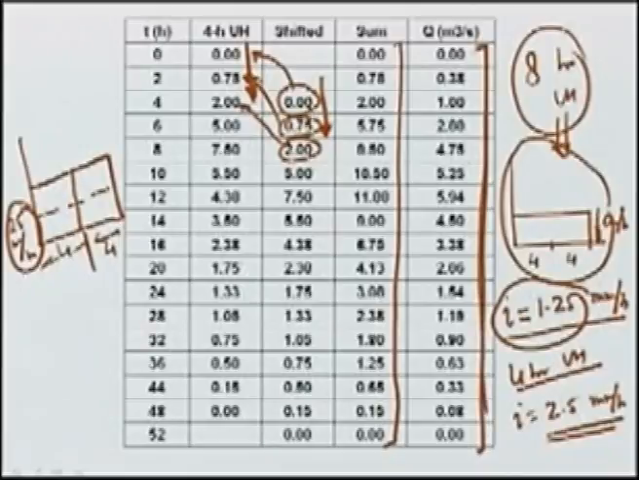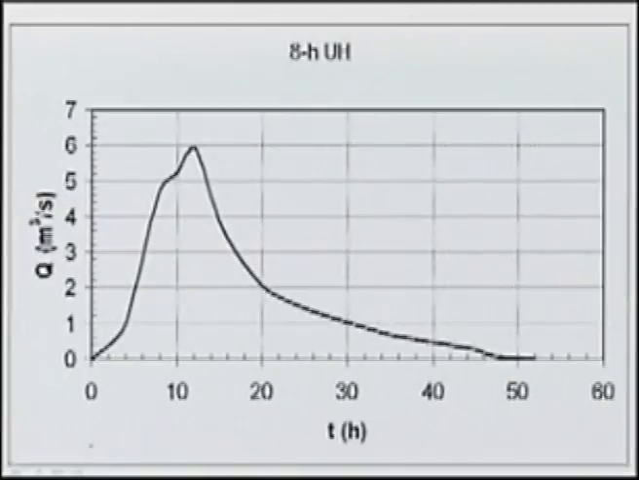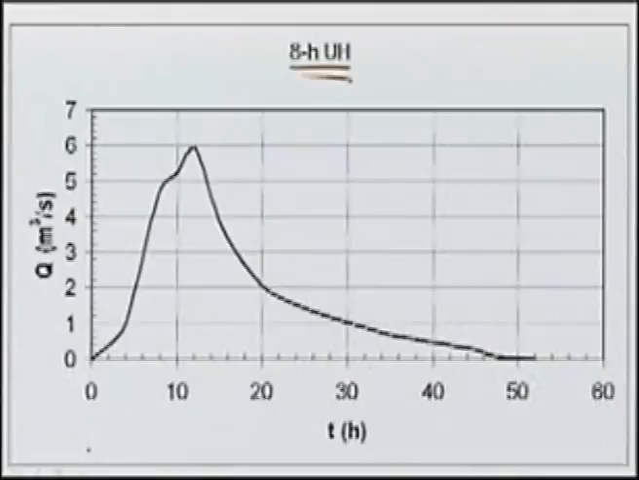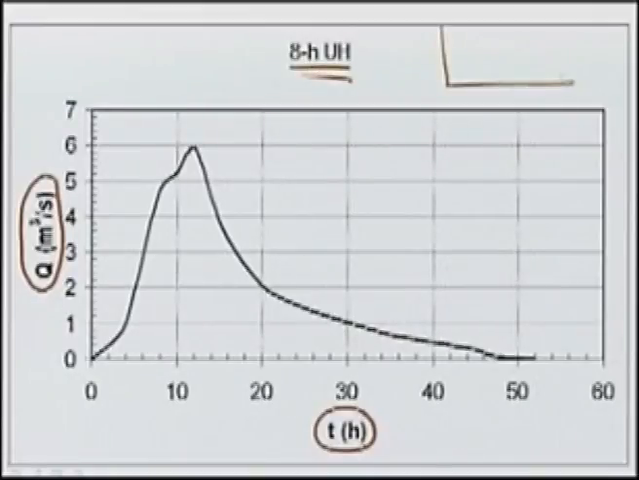So, in this way, we can obtain an 8-hour unit hydrograph, which plots this last column versus time. So, at different times, what is the discharge which we can get for an 8-hour UH, which means due to a rain of duration 8 hours and intensity of 1/8 centimeter per hour.